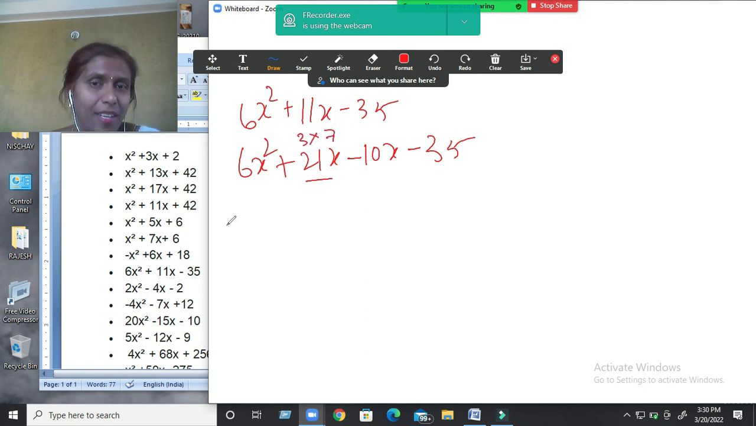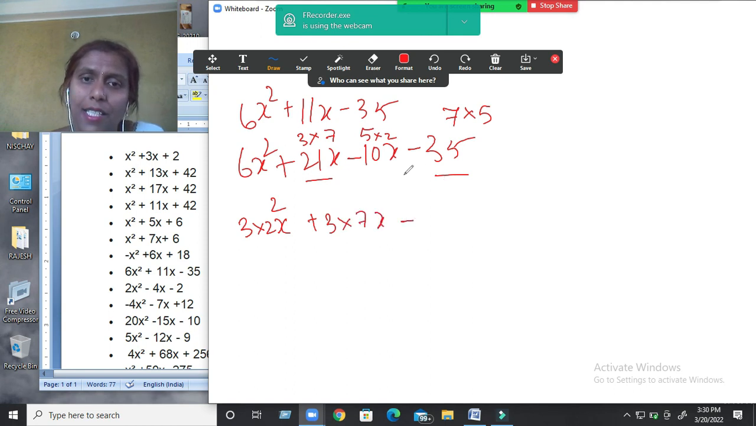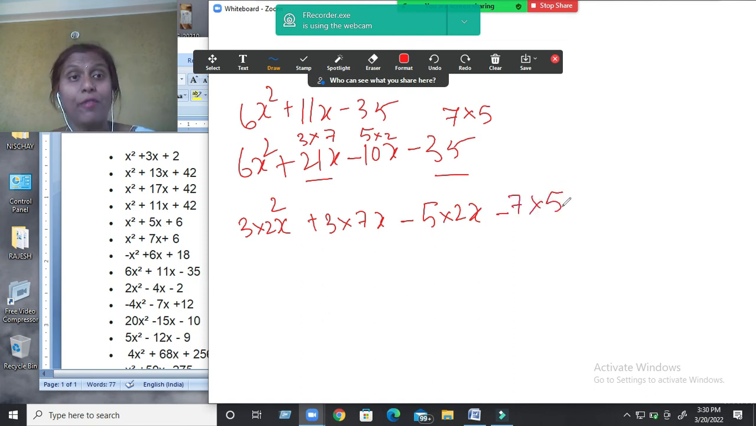That can be written. And 35 is again 7 into 5, and 10 is 5 into 2. If you want, let me split it and show you. 6x square is nothing but 3 into 2x square, plus 21x is nothing but 3 into 7x, minus 10x is nothing but 5 into 2x, minus 35 is nothing but 7 into 5. Why am I doing this? This is actually not required, but it helps you understand better.